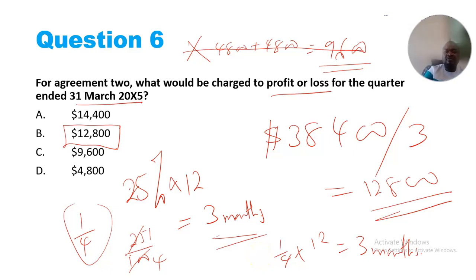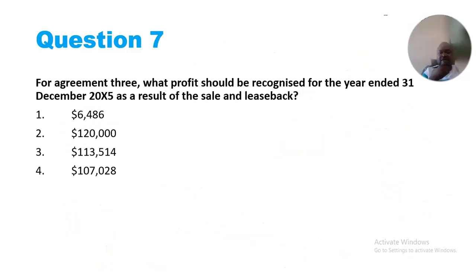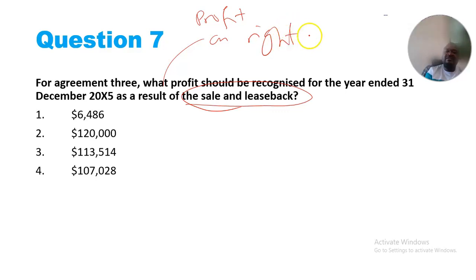Do you still have a question on this part? Question 7. For argument 3, what profit should be recognized for the year ended 31st December 20x5 as a result of the sale and leaseback? And remember, this is the profit on rights transferred. Always remember this.